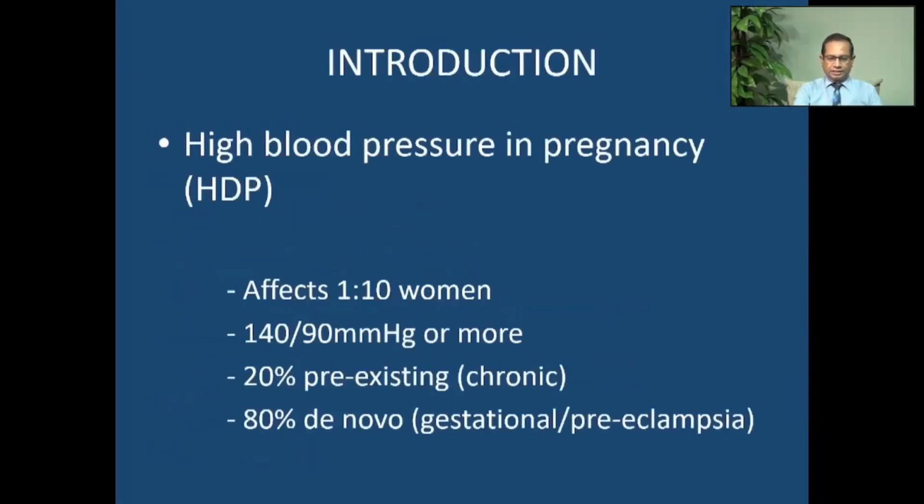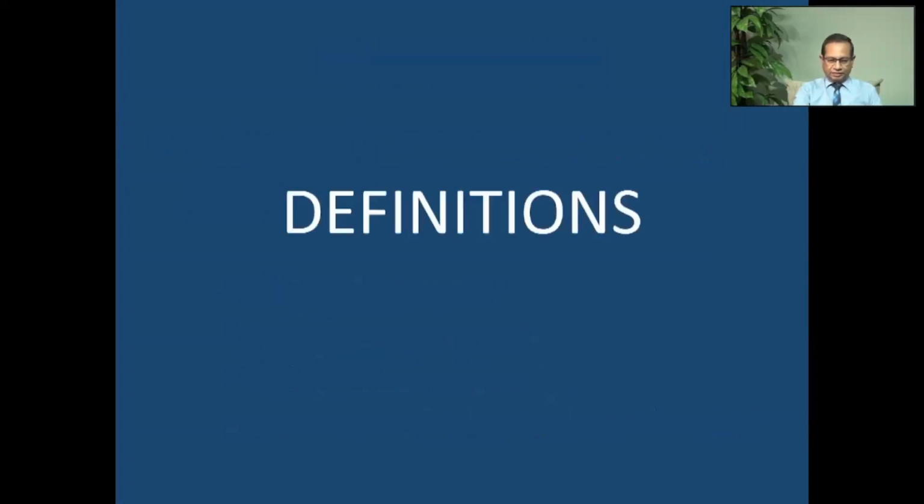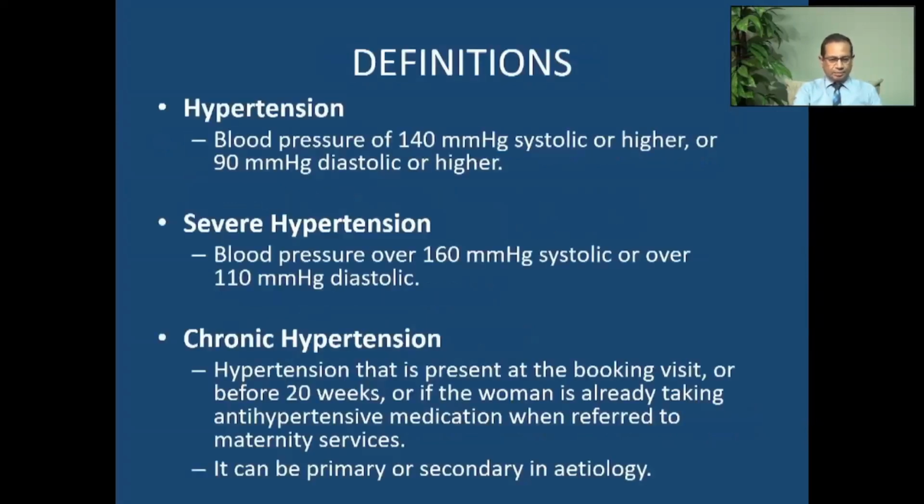When it comes to the introduction, the importance is that high blood pressure in pregnancy is the commonest non-communicable disease prevalent in the pregnancy state. It affects about 1 in 10 women in pregnancy, and it's considered a blood pressure of 140/90 or more. Under this category, 20% of these pregnant mothers have pre-existing, that is chronic hypertension, and 80% of them have de novo hypertension, that is either gestational hypertension or pre-eclampsia. It is very important to go through these definitions. I'll take one by one.